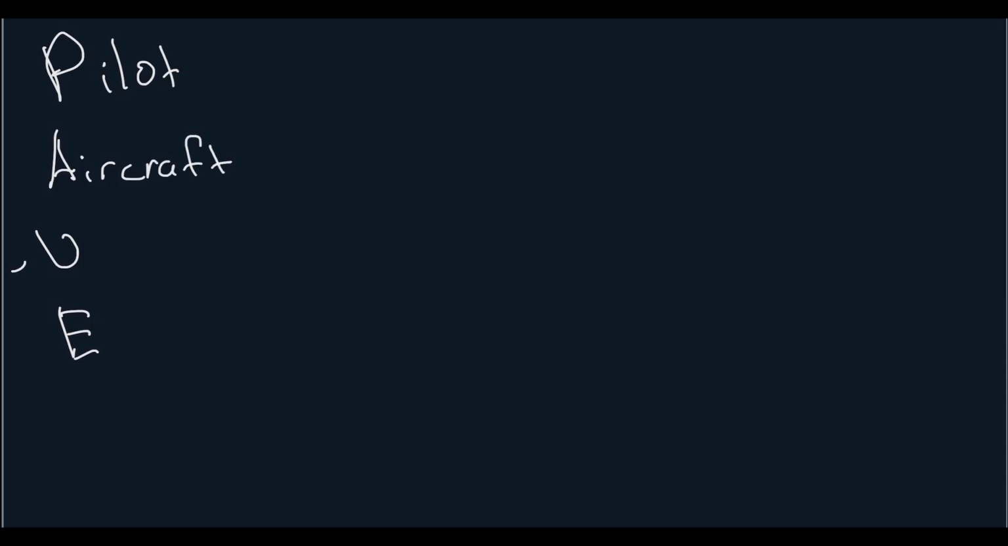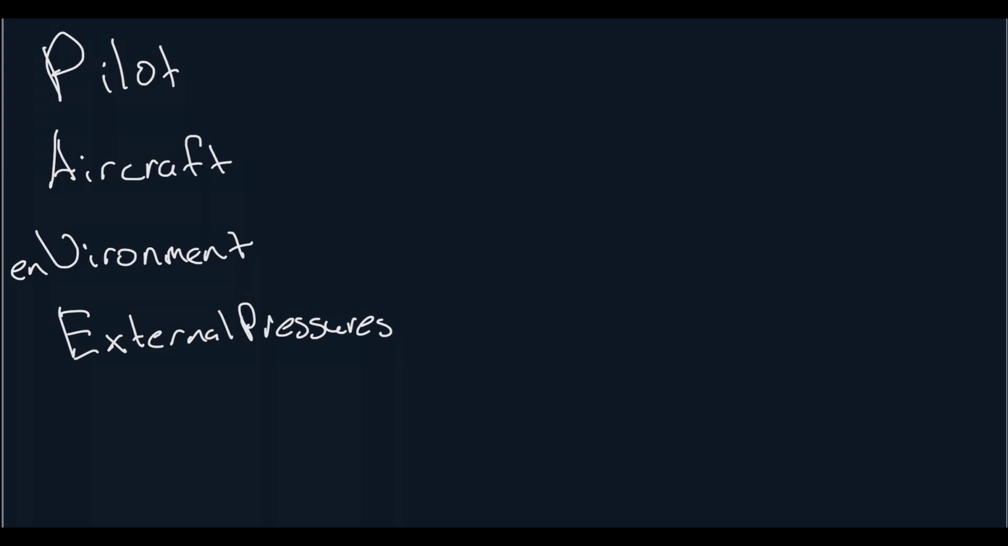So, the PAVE checklist. What is it? Well, I'll spell it out for you. PAVE stands for pilot, aircraft, I'll say airplane, E, which is going to be EN, environment. Don't ask, this is pretty much how it's always been. And external pressures. It gives us a fast, structured way to manage risk before leaving the ground.